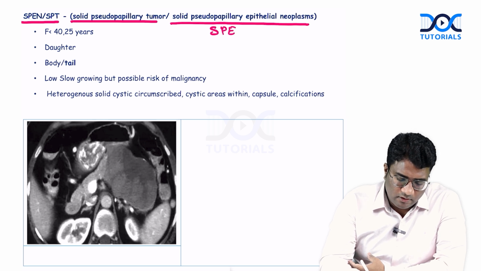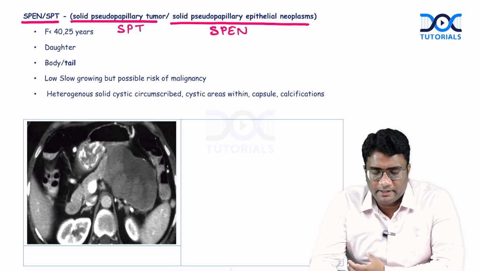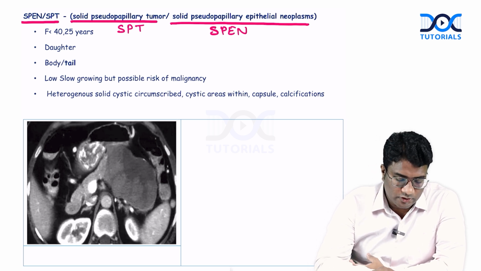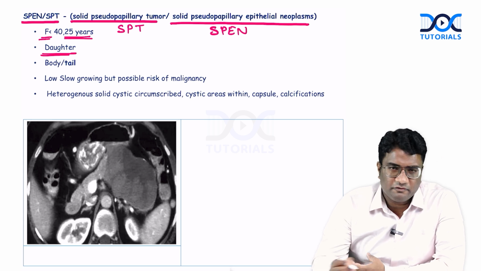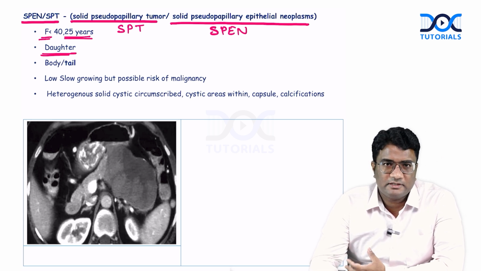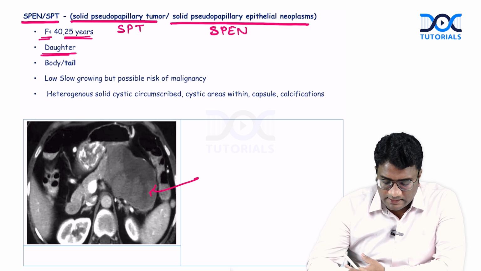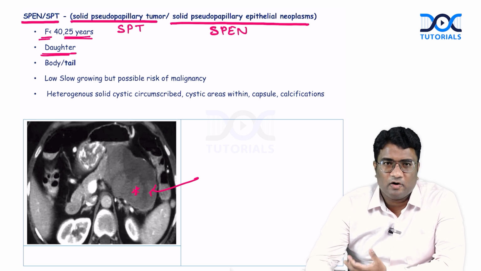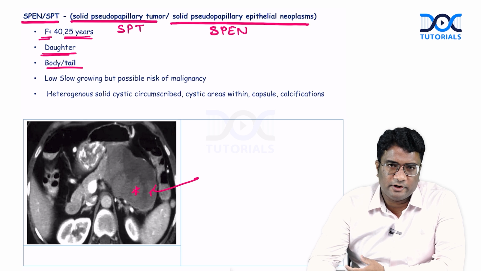SPEN you can call it, or SPT, right? Solid pseudopapillary tumor or solid pseudopapillary epithelial neoplasm. And which age group did we learn this for? This was the daughter age group. That means a young female, around a 25-year-old female. So, females less than 40 years have this SPEN. SPEN is common at the tail of the pancreas. You are seeing this pseudopapillary like area, some solid areas, some cystic areas, in the tail or the distal body of the pancreas.